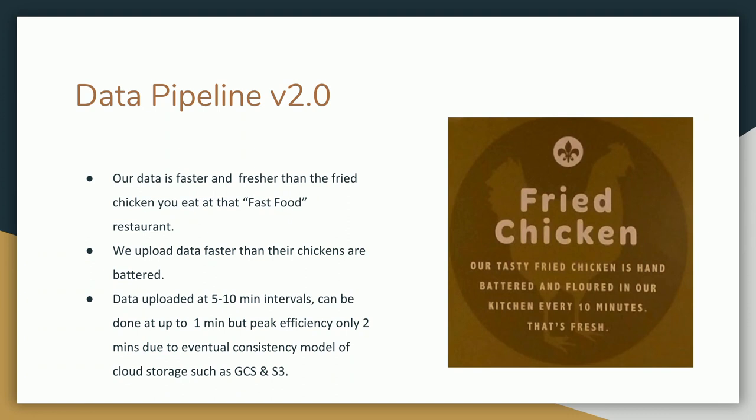And because we upload data every 5 to 10 minutes, we can do it at 1 minute, but we only do it at 2 minutes because of the eventual consistency model. You need to make sure the data is available for your service to upload, otherwise you'll end up missing it. We do run sanity checks every hour to make sure that if something got written and wasn't available while uploading the task, it gets uploaded within that hour. But if we do 1 minute, we probably end up running the sanity check and uploading data every hour anyway.